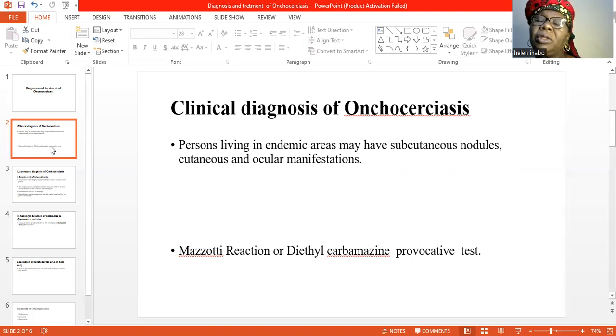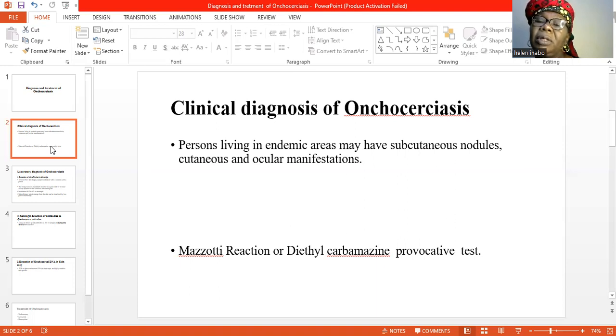ocular manifestations. Ocular manifestations involve the presence of photophobia, that is, the infected person cannot really look at light, and also lacrimation, that is, increased outpouring of tears from the lacrimal glands. These are some of the ocular manifestations.